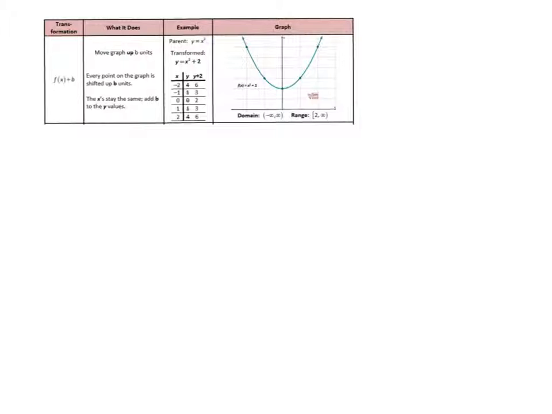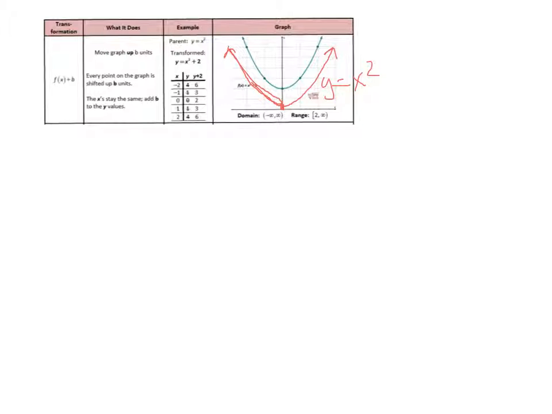We know that the parent graph should go through (0, 0), right? And look kind of like this. Sorry about my terrible drawing. Right? So that's the parent graph of y. This is just y equals x squared, right?